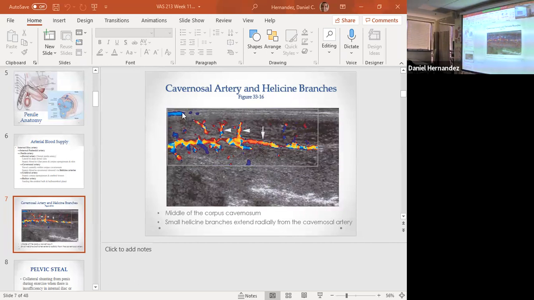So this is an image of the cavernosal artery. This is going to be within the corpus cavernosum. And then we have the small helicine branches coming off of that cavernosal artery. This is a midline along the corpus cavernosum. We have blood flow coming down the cavernosal artery, and these small helicine branches coming off are what fill those sinoids that cause the penis to become engorged with blood.